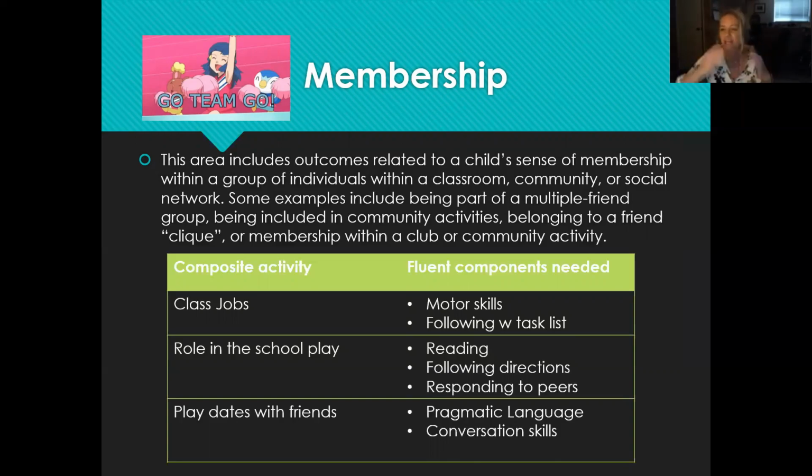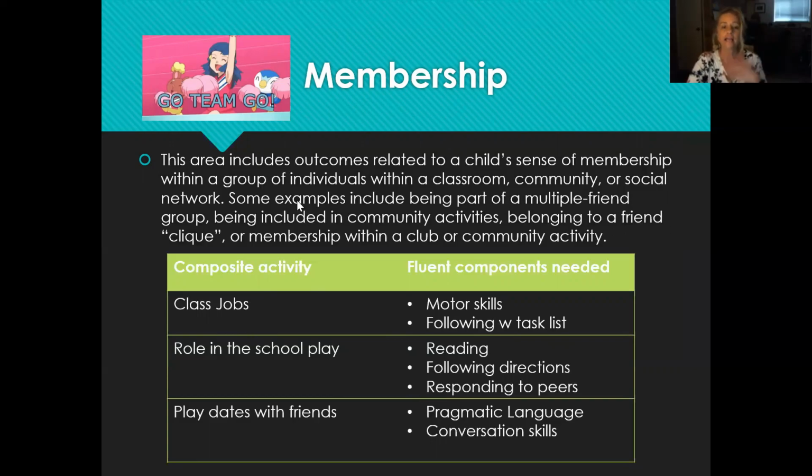So I just put some component composite skill frameworks here that I would consider putting on standard acceleration charts. If you have a class job, that means you're a member of that classroom community. But if you don't have the motor skills to do that class job, then that's something that you can work on in a fluency-based or precision measurement system. If you want to follow a task list, if you can't follow a task list fluently and effortlessly and with accuracy, you're not able to do a multi-step class job, right?